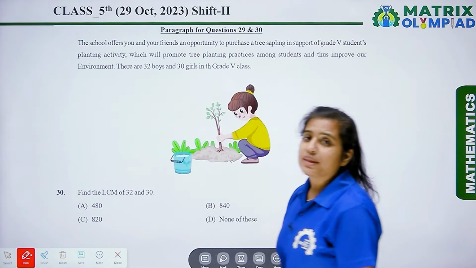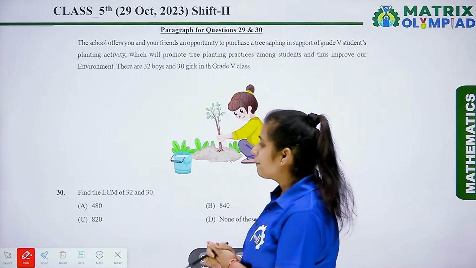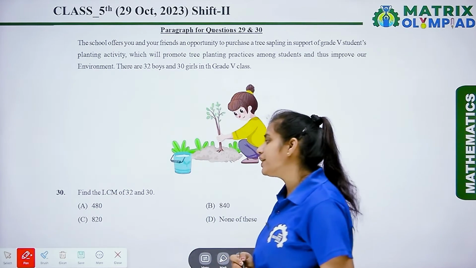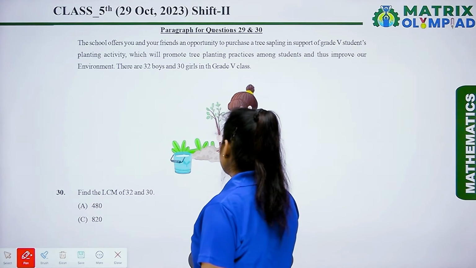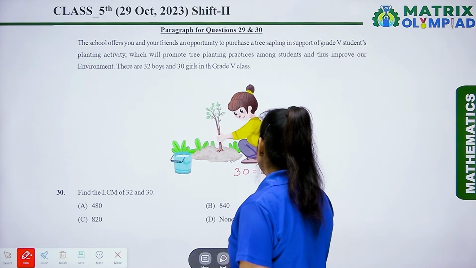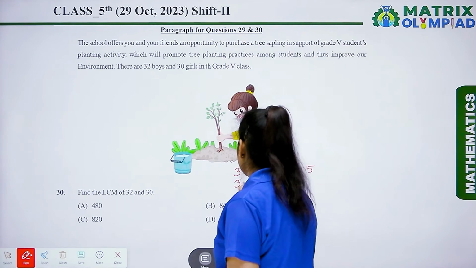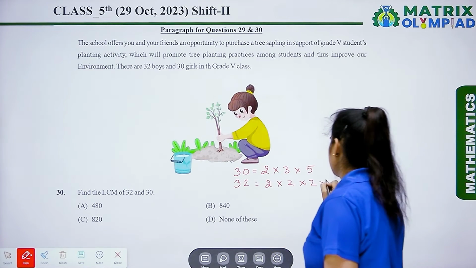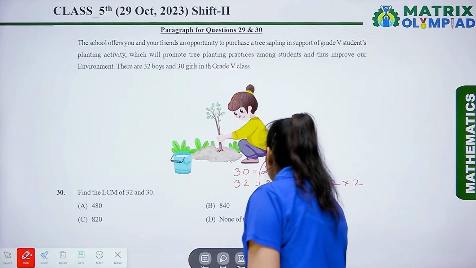Now, question number 30 is the last question of this part. So let's begin with the solution of this question. Find the LCM of 32 and 30. So here let's find out the LCM. 30 is equal to 2 into 3 into 5, and 32 is equal to 2 multiplied by 2 multiplied by 2 multiplied by 2 multiplied by 2.